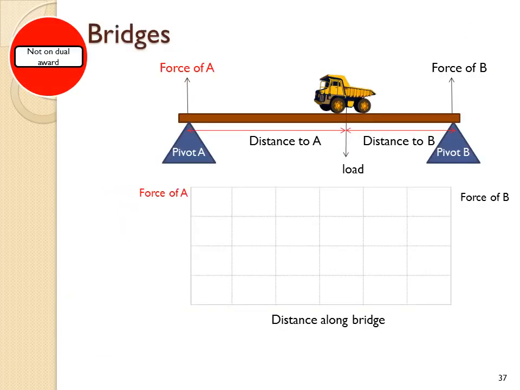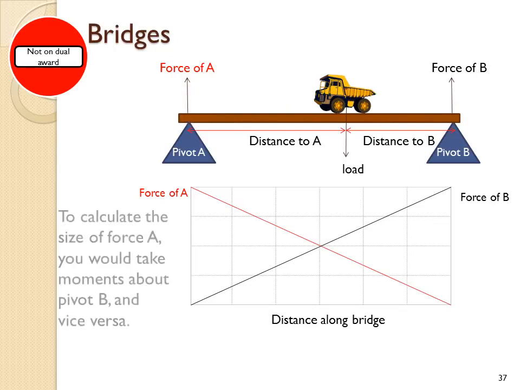As a vehicle crosses a bridge, the pivots have to supply different forces depending on the position of the load. Pivot A has to supply an upwards force that will decrease as the vehicle moves across to the right. And pivot B has to supply an upwards force that's greatest when the vehicle's over on the right and 0 when the vehicle's all the way over here.